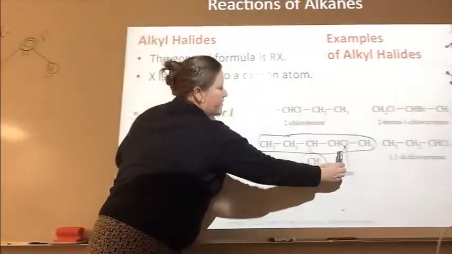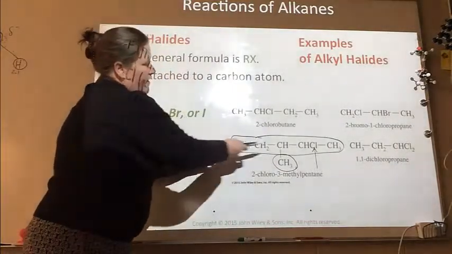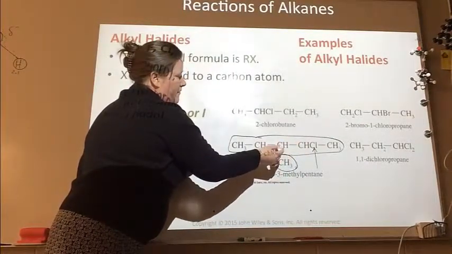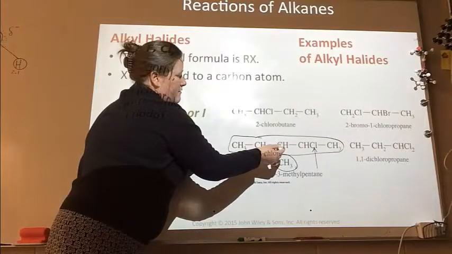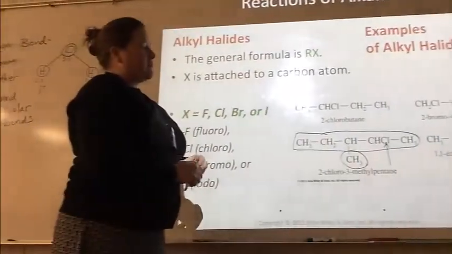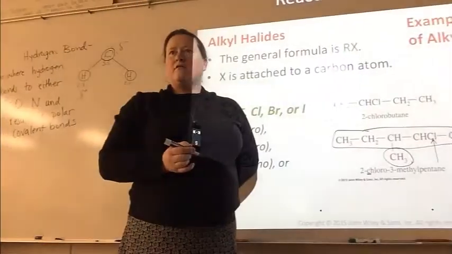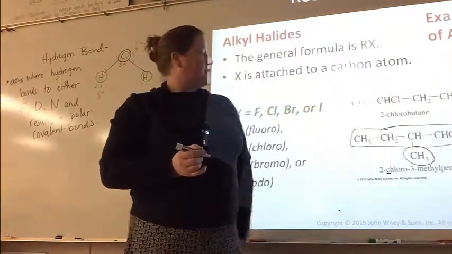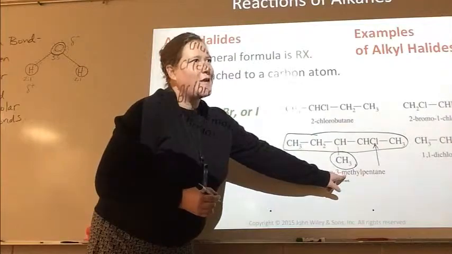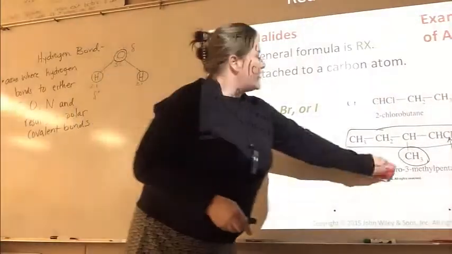When we number, if we number from this direction, it will give us the lowest possible numbers, as opposed to numbering in this direction, where it would be 4-chloro-3-methylpentane, and those are higher numbers. So do you guys remember why we say 2-chloro before methyl? Right, it's alphabetical. Even if we had 2 methyl groups, I was thinking dimethyl, but the C would come before that, so it's alphabetical.